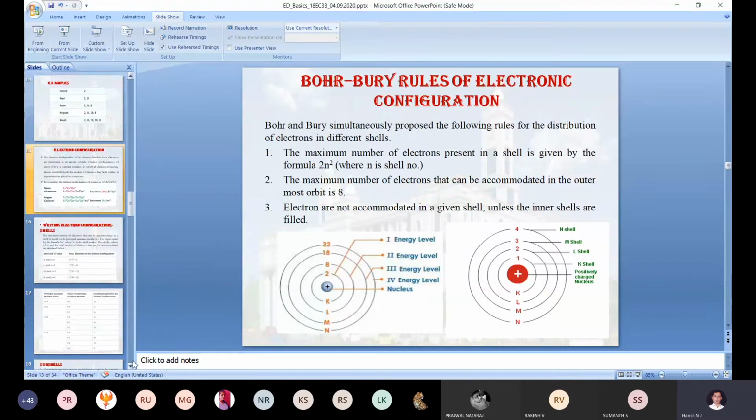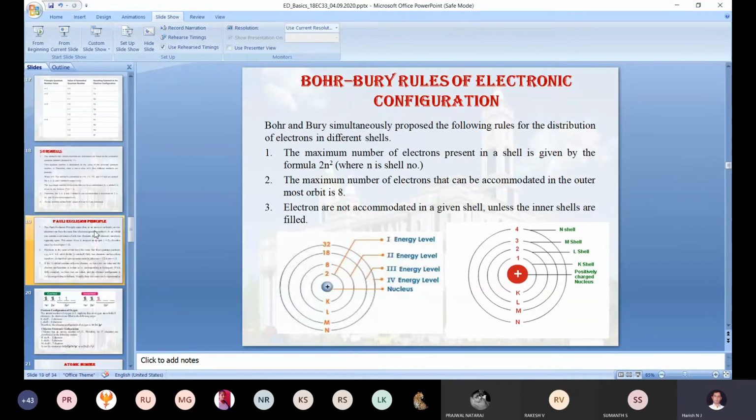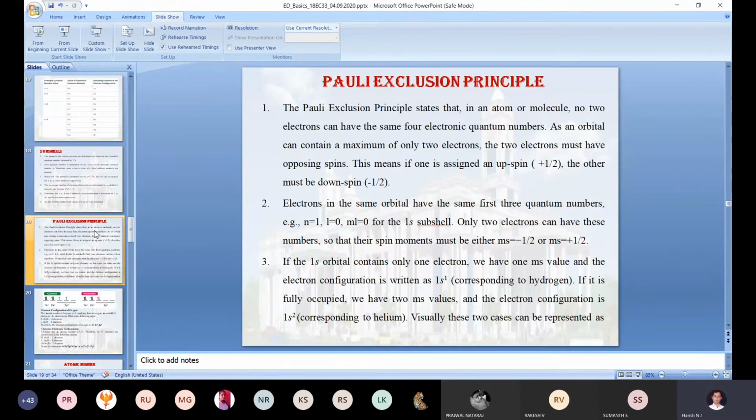Next we will move to the Pauli exclusion principle. Do you have any idea about this rule? Can anyone summarize what the Pauli exclusion principle says? The answer is already displayed on your screen. You can go through that, recollect the information you have studied, and tell me.